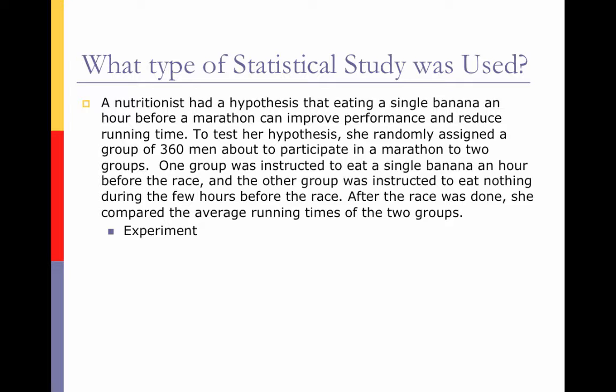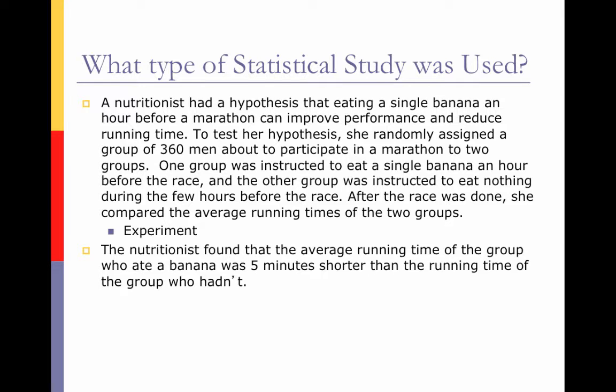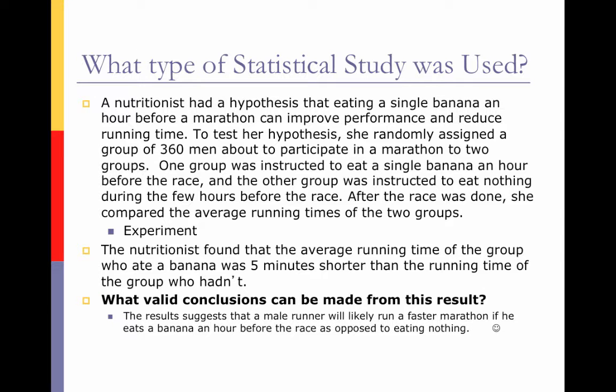This is an experiment. Randomization was used, not to pick the people. She's picking people who are running a marathon, but she randomly decided who would go into what group. So that makes it an experiment because she also forced one group to eat a banana and one group to eat nothing. So she ended up finding out that the average running time of the group who ate the banana was 5 minutes shorter than the running time of the group who hadn't. So we want to know what valid conclusions can be made from this result.